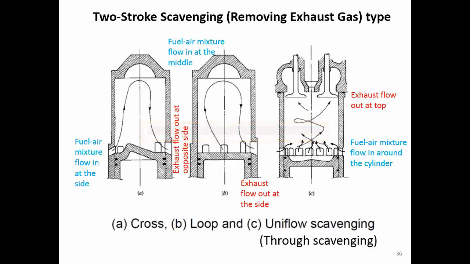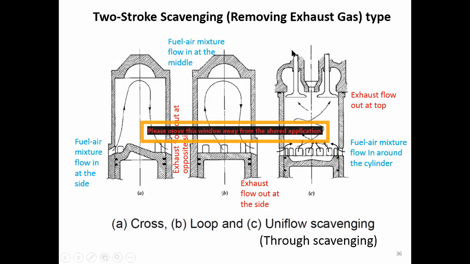Okay, since we talk about the scavenging process, it's better to talk about how many types of two-stroke scavenging can happen. The first picture is called cross scavenging. Remember at the beginning we already mentioned cross scavenging. Now we look in more detail at how cross scavenging looks, also the loop scavenging and the uniflow or through scavenging.